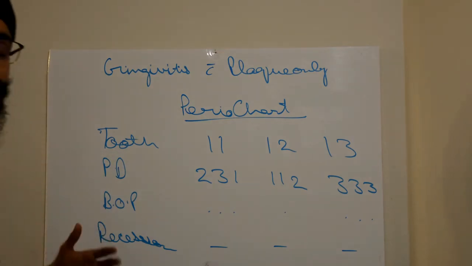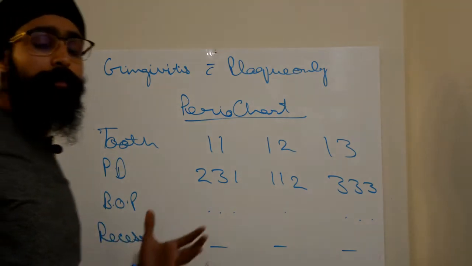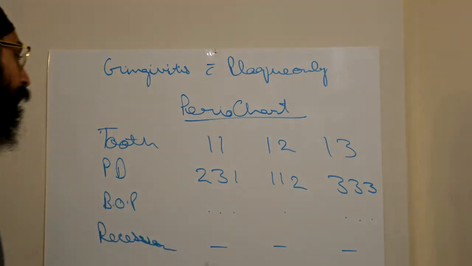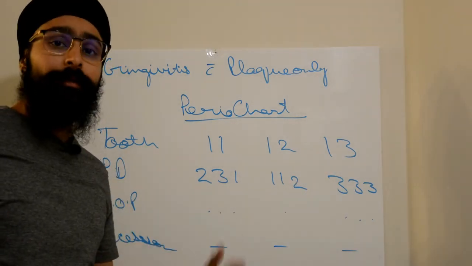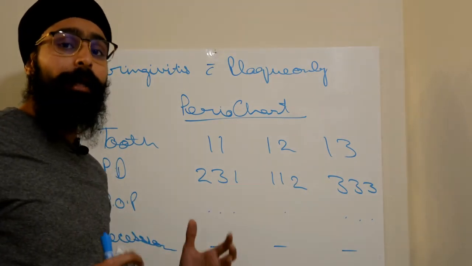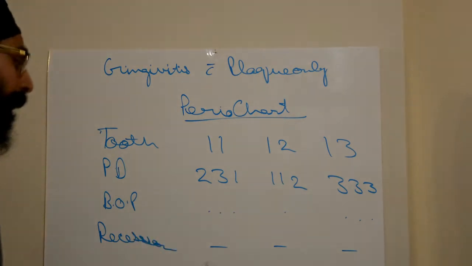Friends, now let's study how to diagnose these conditions based on the perio chart. The probing depth, everything is normal, that is everything is under 3 millimeter or up to 3 millimeter, which is considered normal.